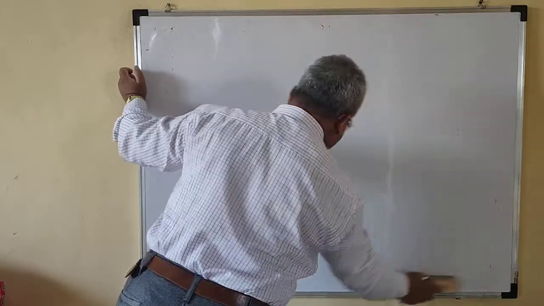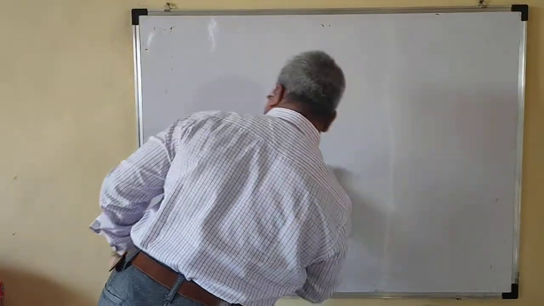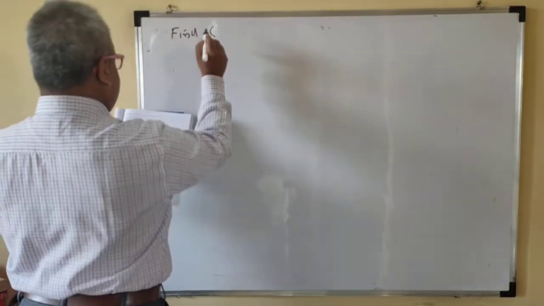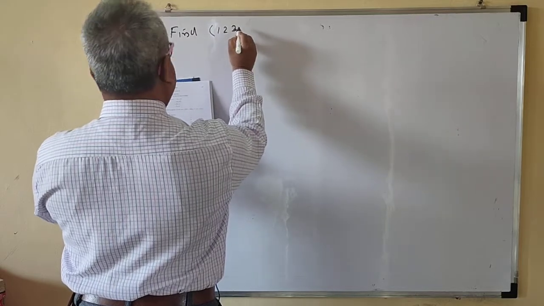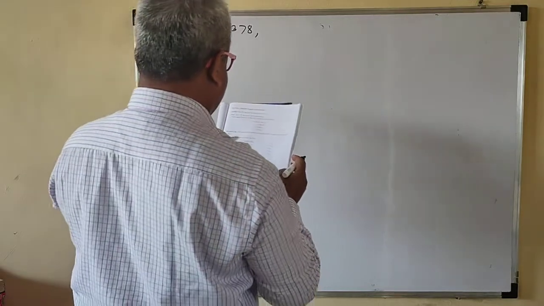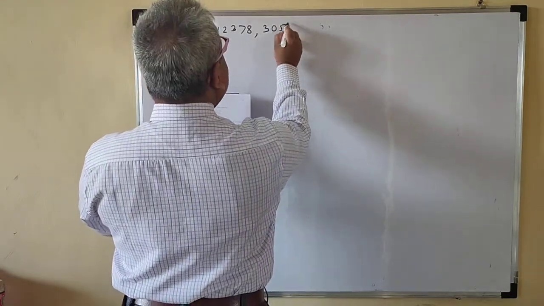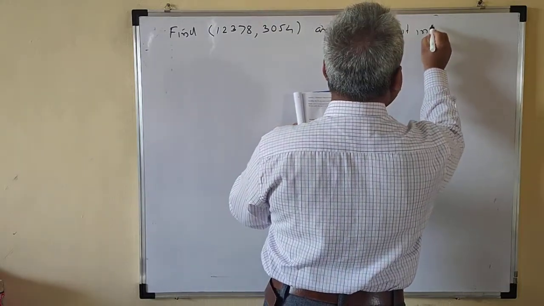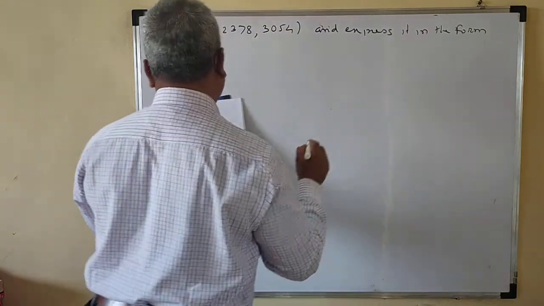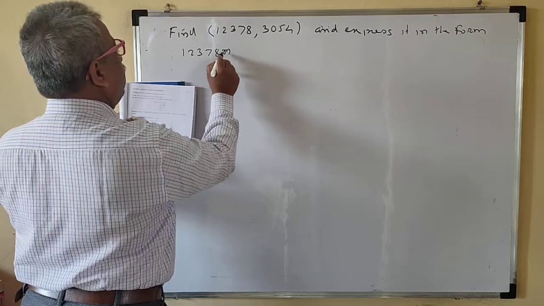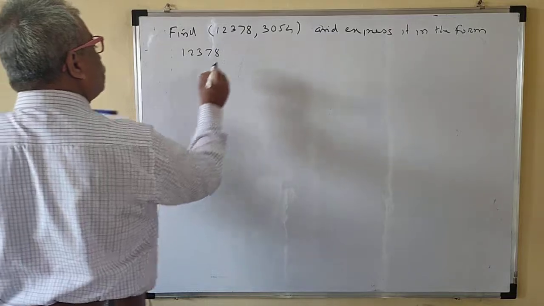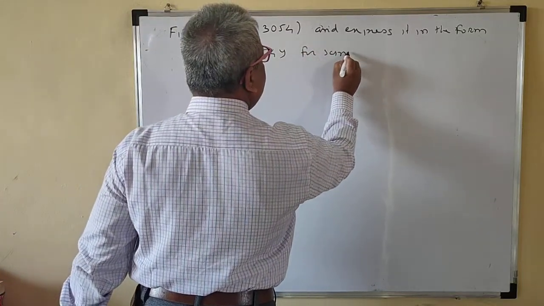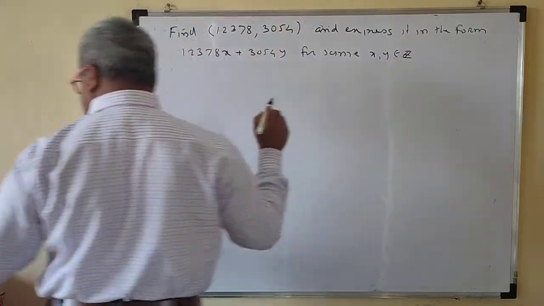Okay, so we'll take a problem so that you will understand what this Euclidean algorithm is. Find the GCD of 12,378 and 3,054, and express it in the form 12,378x plus 3,054y, so here not m, they want x and y, for some integers x and y. Okay, solution.